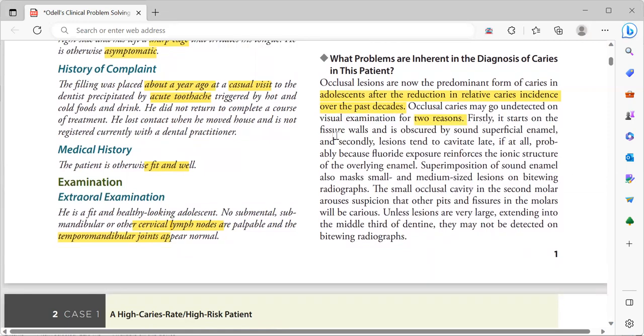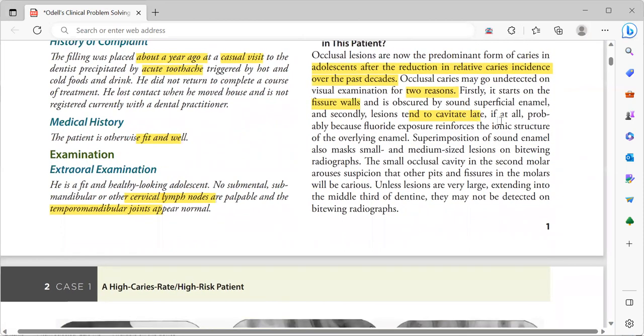Firstly, it starts on the fissure wall. It always starts from the fissure wall because that is the area where most of the bacteria and food get stuck, and is obscured by sound superficial enamel. Secondly, lesions tend to cavitate late. They just spread first and then they cavitate. So we do not really get to know about it.